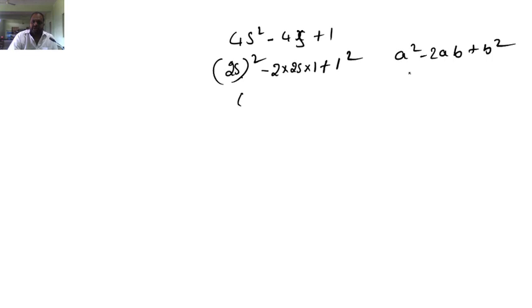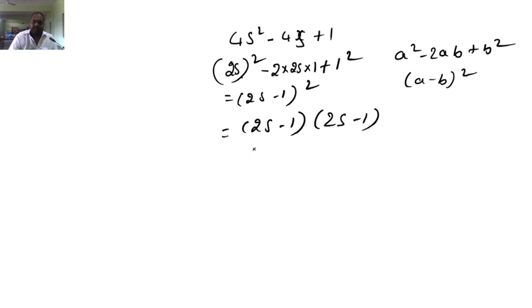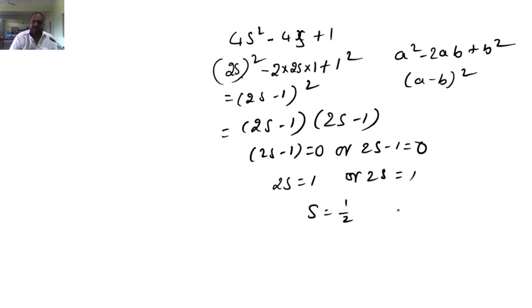So (a minus b) whole square, (2s minus 1) whole square. You can write it as (2s minus 1) into (2s minus 1). 2s minus 1 is equal to 0 or 2s minus 1 is equal to 0. 2s is equal to 1, s is equal to 1 by 2. That means alpha is equal to 1 by 2 and beta is equal to 1 by 2.